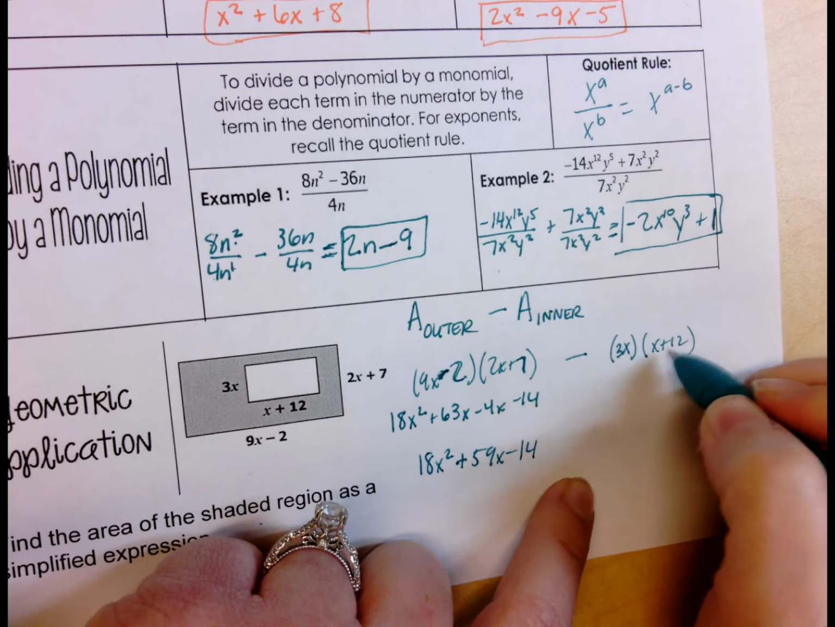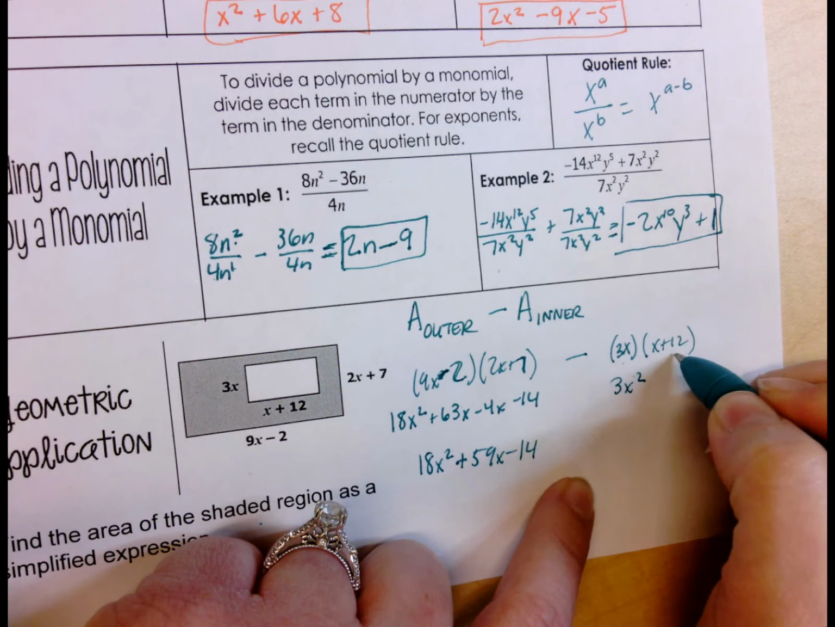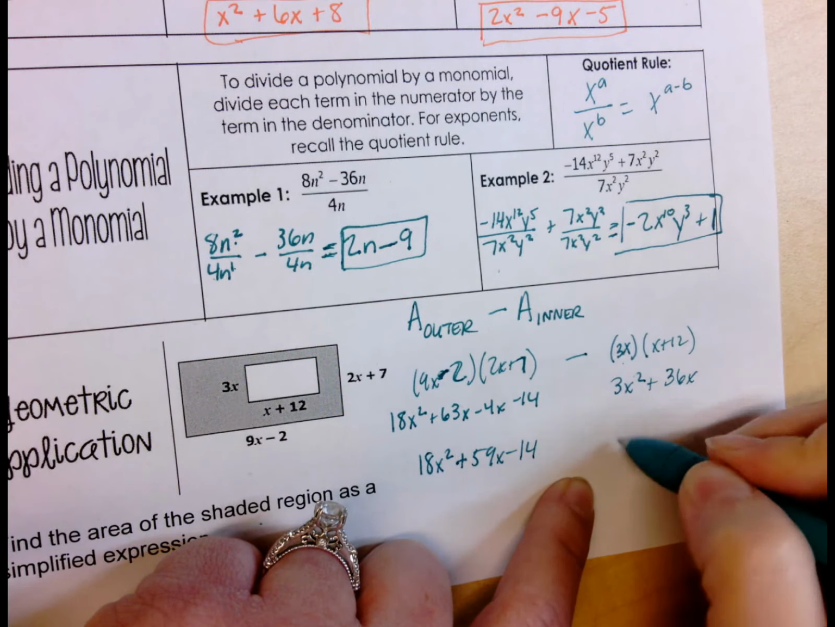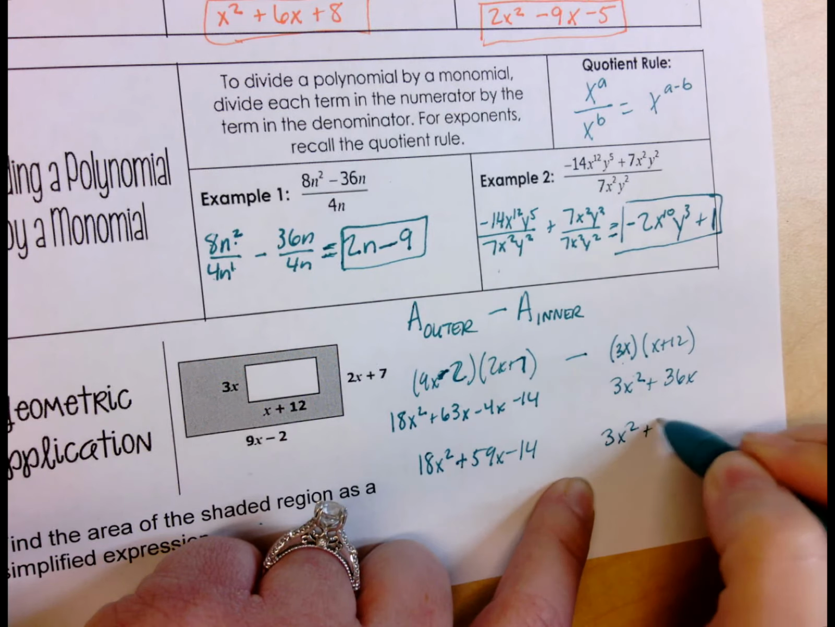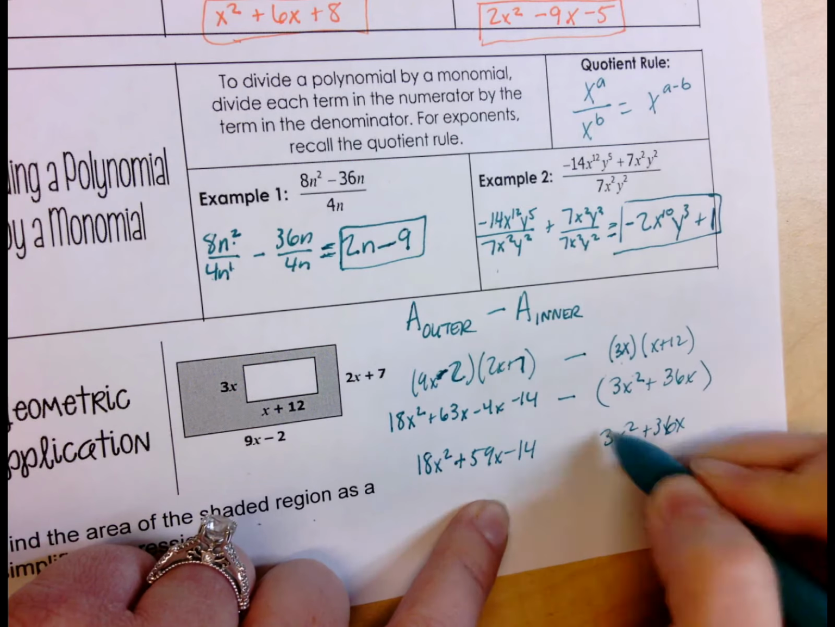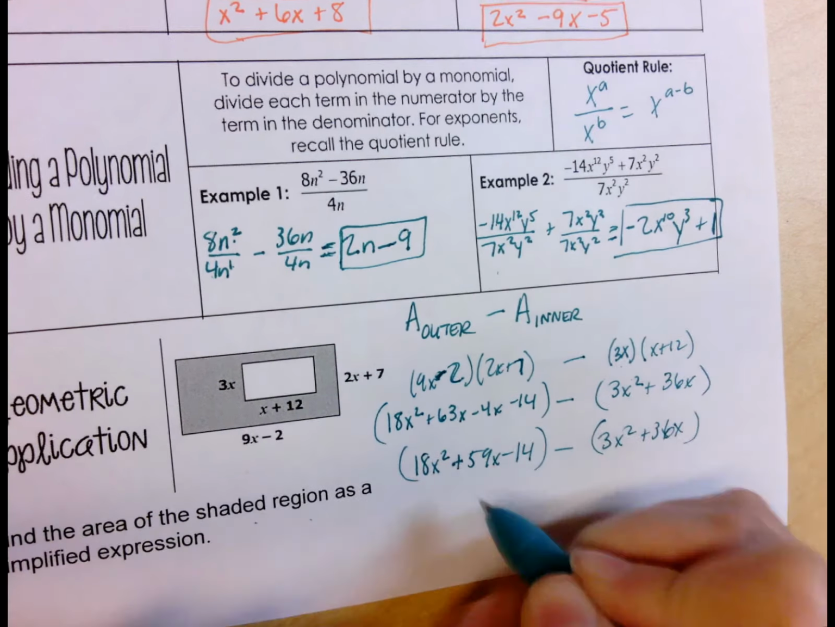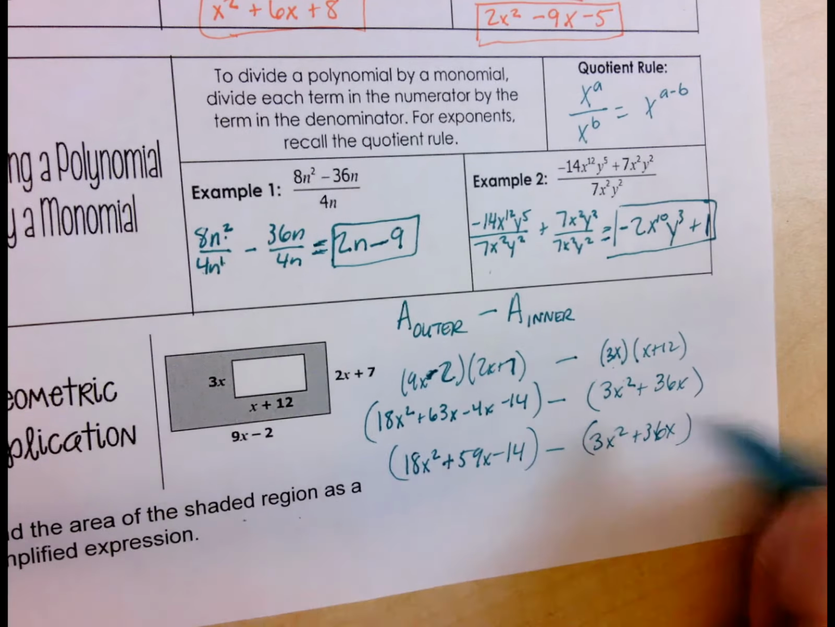Okay, now over here I'm going to go ahead and work this out. So 3x times x is 3x squared. 3x times 12 is 36x. Okay, so I'm going to bring that down, and it's already simplified. 3x squared plus 36x, okay? And I'm subtracting all of this, okay? So I have this first polynomial minus this second polynomial.